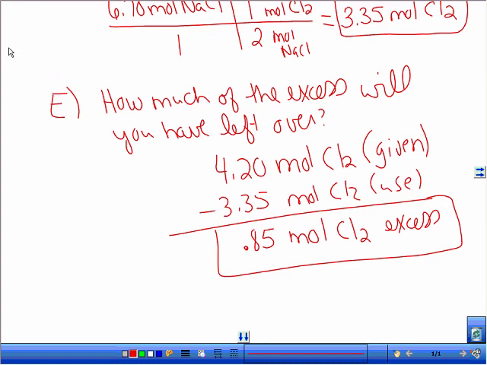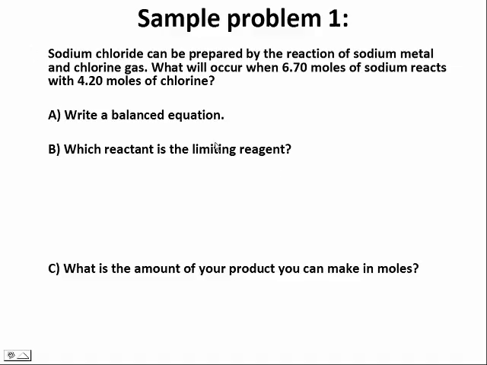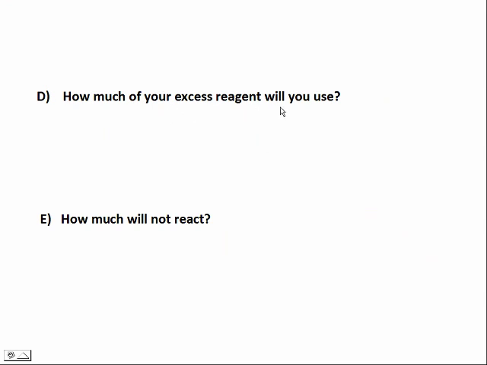Again, you can pause it and look at my work. I'm going to move on to the next one. I have answered these two questions. How much of the excess reagent will you use? And that was the 3.35 moles of Cl2. And how much will not react? That's how much extra we had, which was 0.85 moles of Cl2. Alright, our next example.